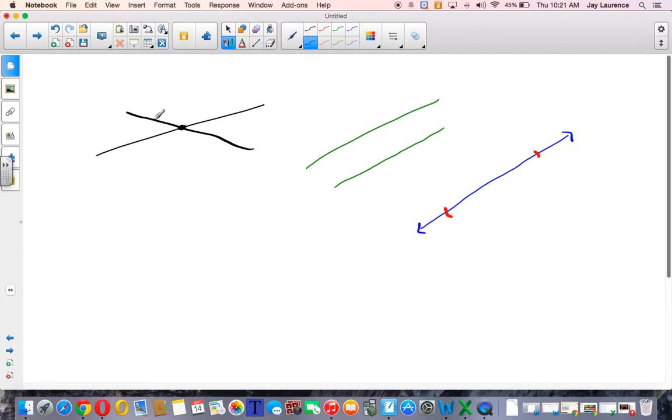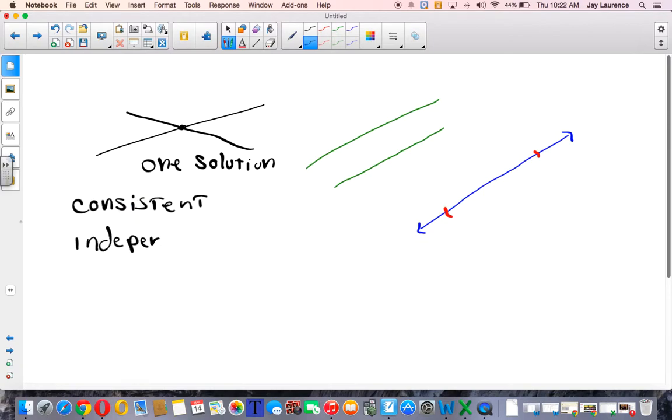When there's one solution, and since there is a solution, we call this a consistent system. Consistent, because there is a solution. We also say that it's independent, meaning the two equations are independent of each other. They're free of each other. They don't have anything in common except that they cross at that one point. Otherwise, they act independently. This one is going up to the right, with a positive slope. The one here is going down to the right, with a negative slope. The only thing they have in common is the point.